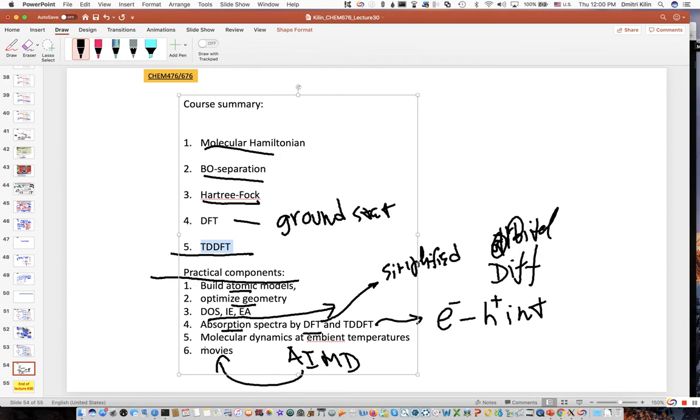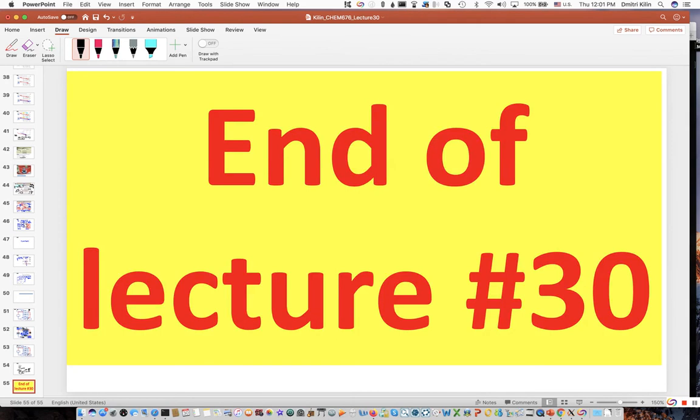Through this course, we got practical components of building atomic models, optimizing geometry, finding density of states, ionization energy, and electronic affinity. We got practical skills or review of how to compute spectra, and I believe everyone is a skilled user of VASP for running ab initio molecular dynamics and making movies. So from now on, the remaining week will be focused only on research and application of these skills. So please accept congratulations with finishing the academic part of the course, and we are done with today's lecture.